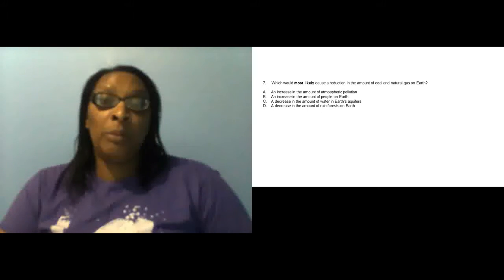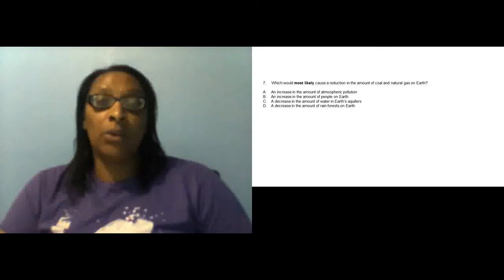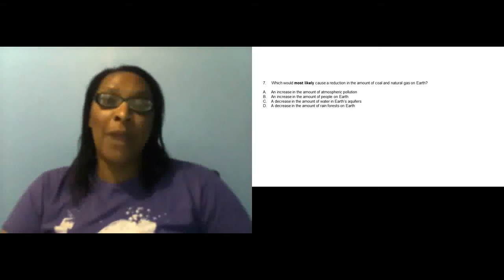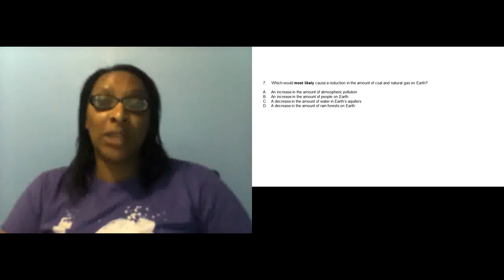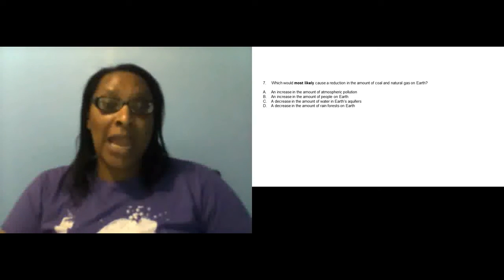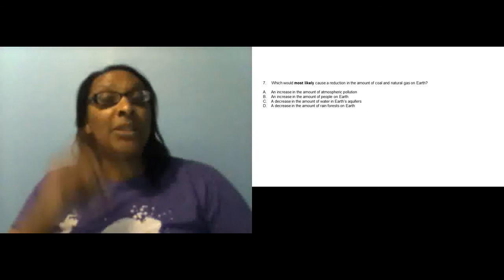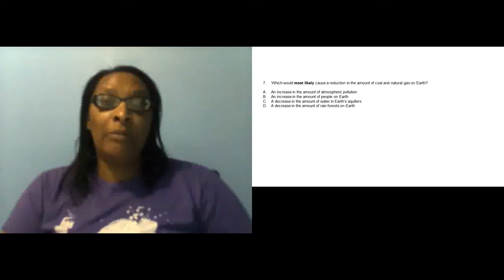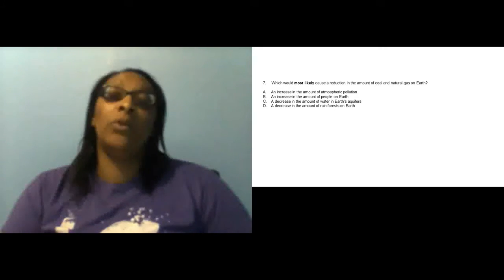Number 7, which would most likely cause a reduction in the amount of coal and natural gas on Earth? A, an increase in the amount of atmospheric pollution. B, an increase in the amount of people on Earth. C, a decrease in the amount of water in Earth's aquifers. Or D, a decrease in the amount of rainforest on Earth.